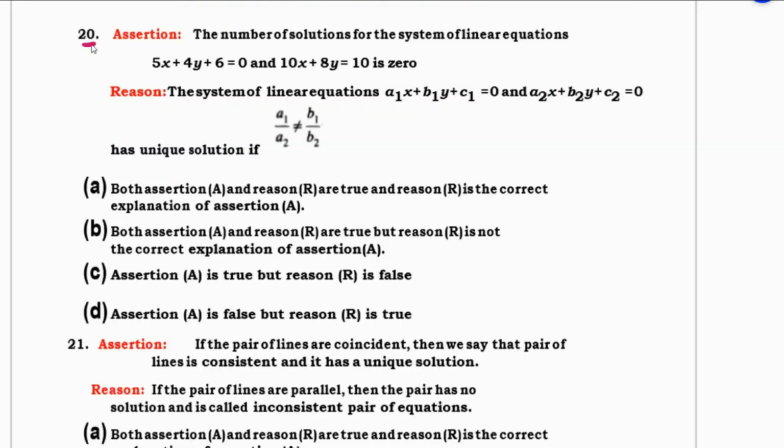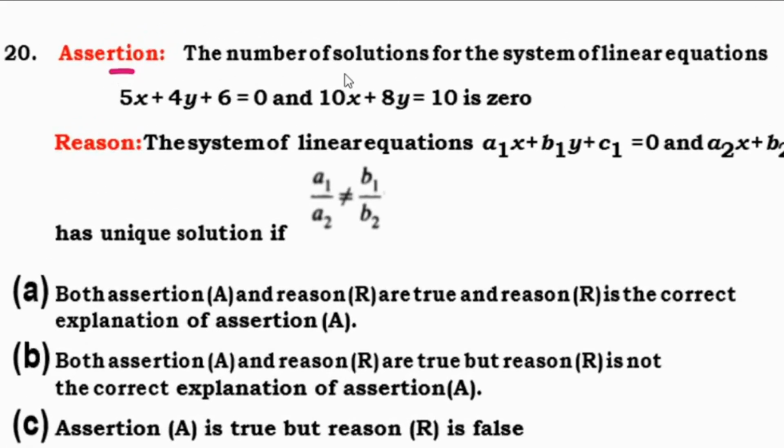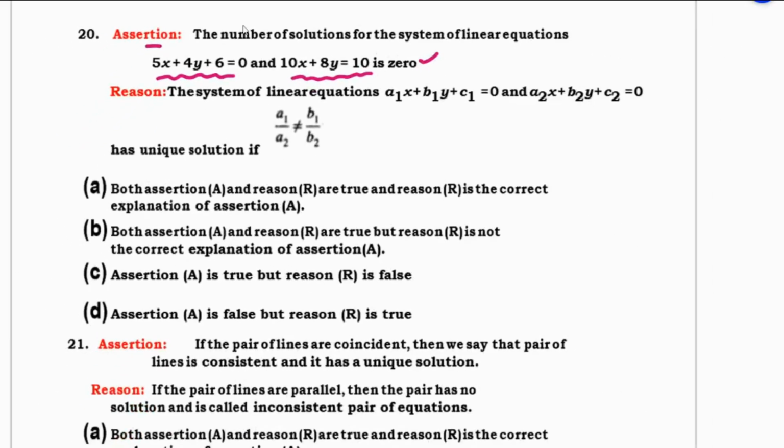First question in assertion and reasoning, 20th. Assertion: the number of solutions for the system of linear equations 5x plus 4y plus 6 is equal to 0 and 10x plus 8y is equal to 10 is 0. So this is the assertion statement, and this statement is true because these lines both are parallel. We know the parallel line condition: a1 by a2 is equal to b1 by b2, but it is not equal to c1 by c2. Why I am saying this is a true statement, because these both lines are parallel.